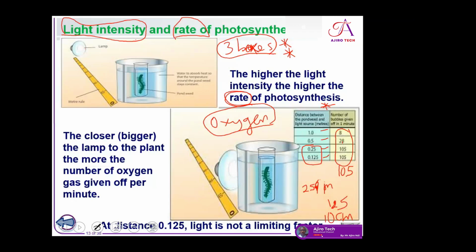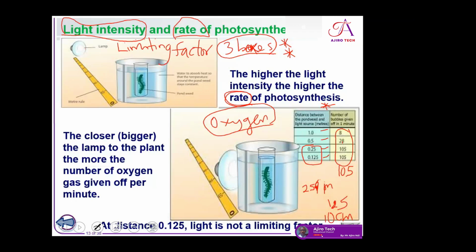And so the number of bubbles will probably stay the same all through. At that point, light intensity is no longer what we call a limiting factor. All right. So a limiting factor is any factor which, when in short supply, can affect a life process.